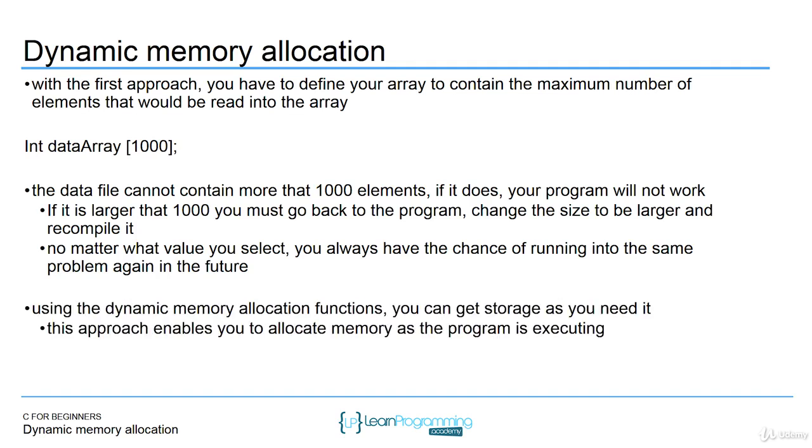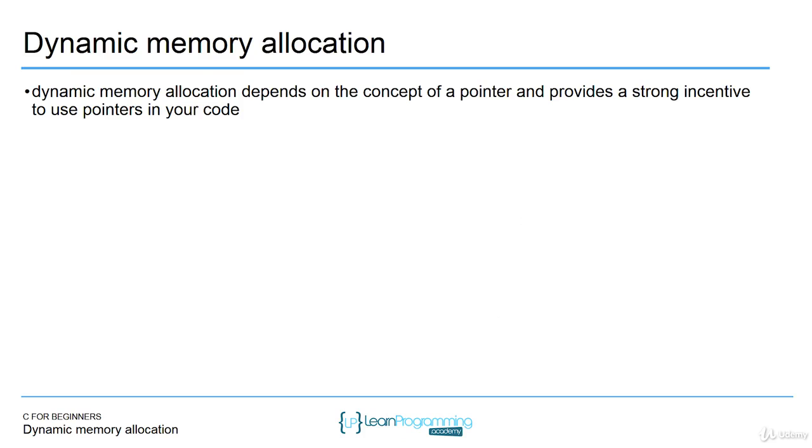Using dynamic memory allocation functions, you can get storage as you need it. This approach enables you to allocate memory as the program is executing. So think of the advantages of this, right? First of all, you don't create a ton of memory that you might not use. You're only going to create as much as you need. And if you do need more, you can allocate more. You don't have to go back and recompile and change the size. So dynamic memory allocation is the way to go. It depends on the concept of a pointer, and it provides a strong incentive to use pointers in your code.